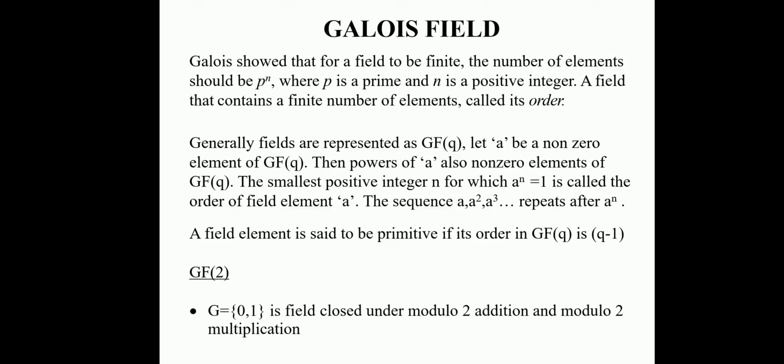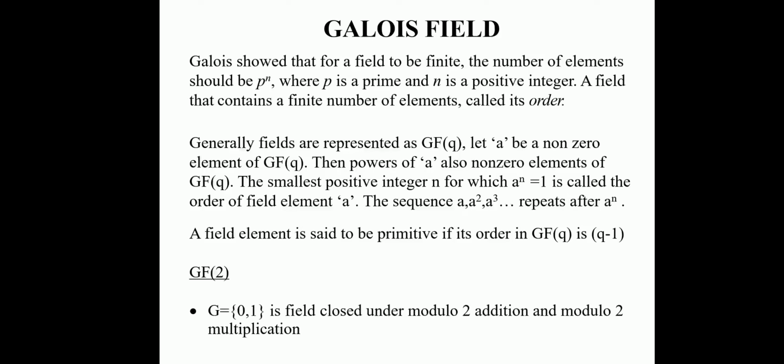So if you take a Galois field of 5, that means it consists of 5 elements, from 0 to 4. Then if you find the powers of an element, for example element 2, we find 2 raised to 1, 2 raised to 2, 2 raised to 3, 2 raised to 4. If 2 raised to 4 is 1, that means its order is 4, and that is equal to Q minus 1 itself. Then that element 2 is called a primitive element. So that's all about Galois.